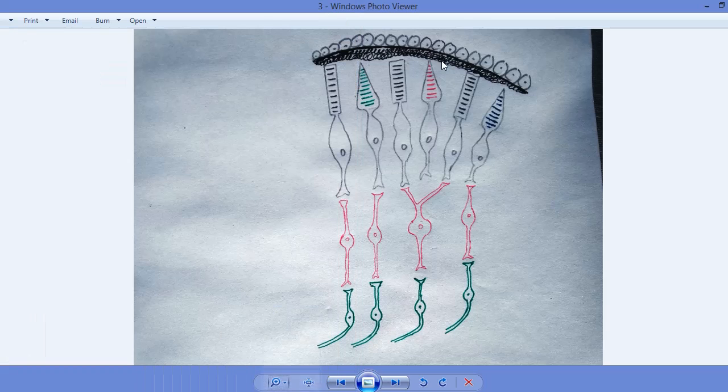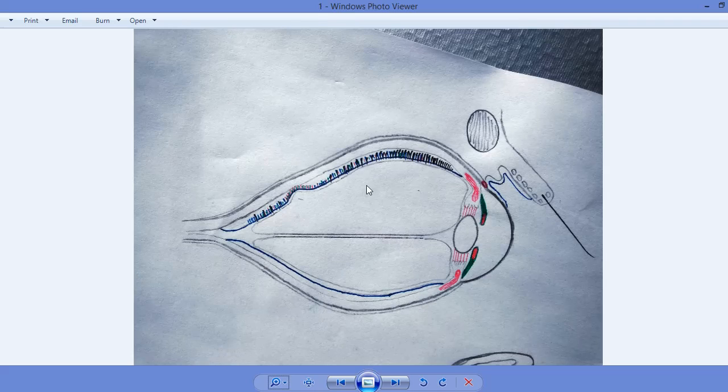So the pigment layer is adjacent to the choroid, while the neural layer is next to the vitreous humor. For example, in this diagram we can see that the neural layer is adjacent to the vitreous humor, and the pigment layer over here is adjacent to the choroid, and the neural layer is adjacent to the vitreous humor.